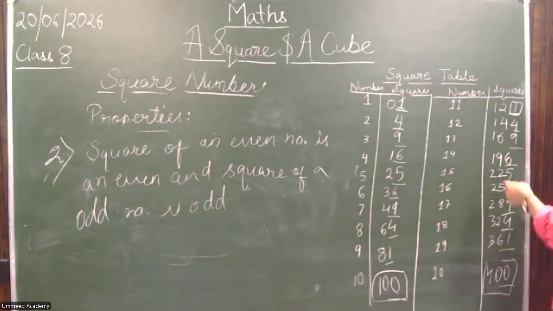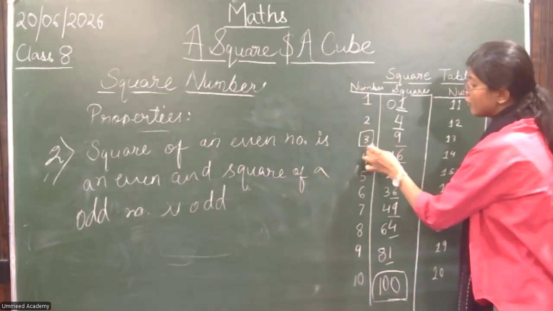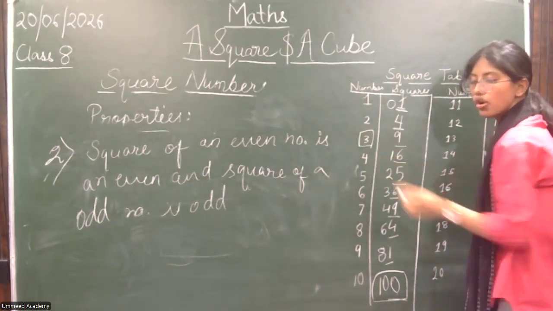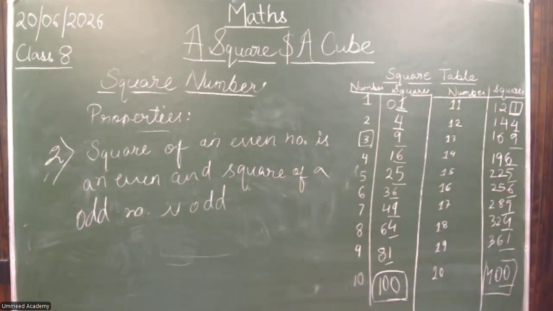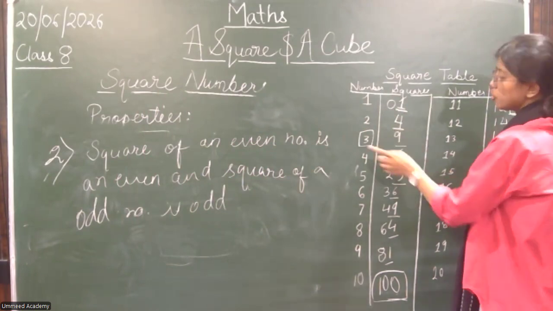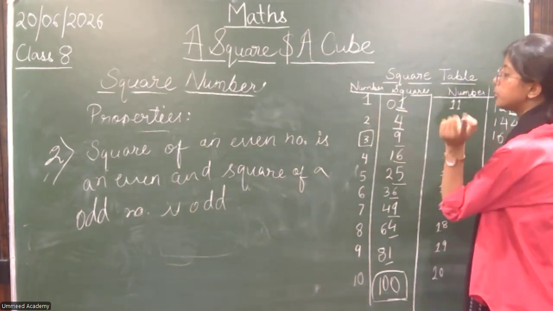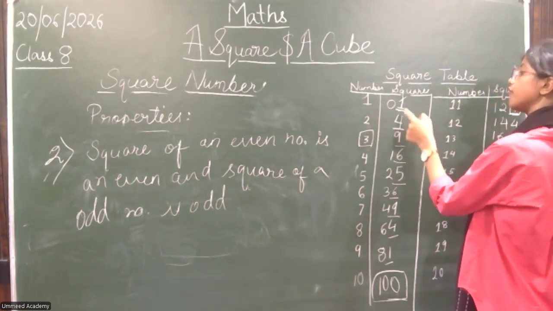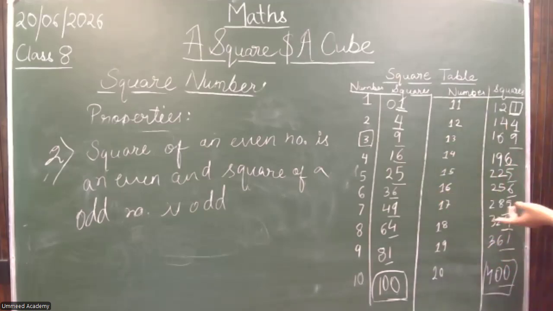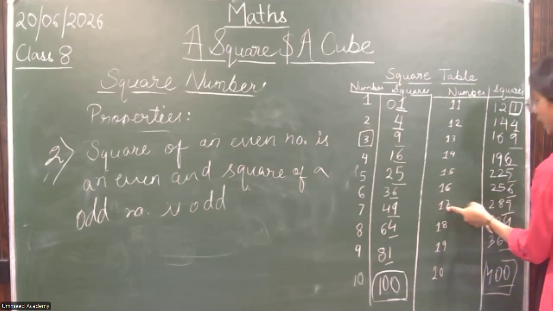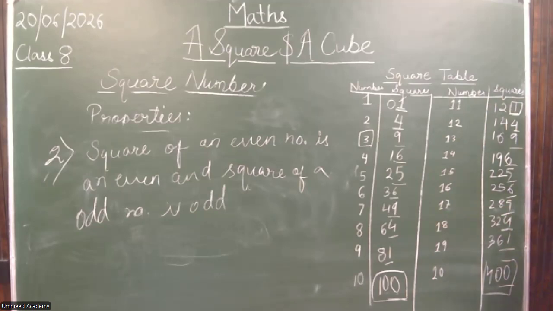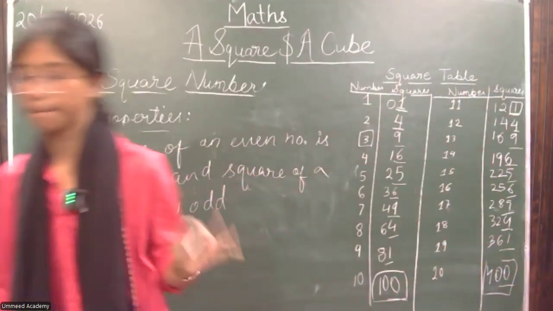So see here, the square of an odd number is odd. 3 is an odd number or an even number, Pulkit? Odd. And 9? Odd. So a square of an odd number is an odd number. Now, 2 is an even number, so 4 is also an even number, and the square of an even number is an even number. Look here, 17, 289. Odd number, odd number. So is it clear to you? Yes, ma'am. Okay.